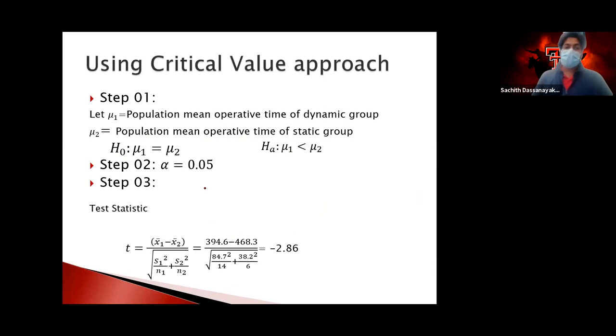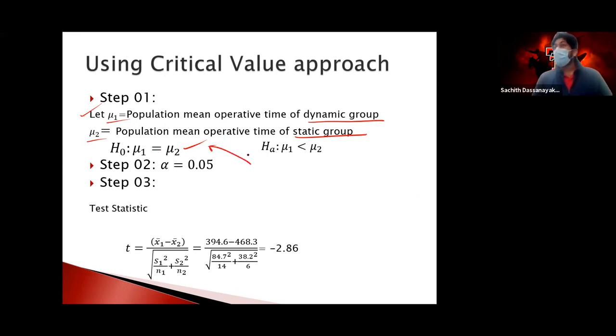Okay, so mu1 is the population mean. You have to define this based on your x1 and x2. It's a good practice to write what your mu1 and mu2 are. So mu1 based on the dynamic group, mu2 based on the static group. So always, it's not here, don't confuse.